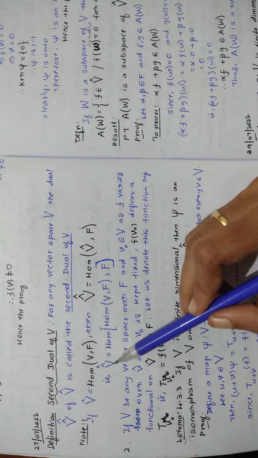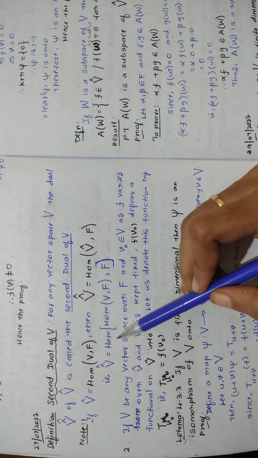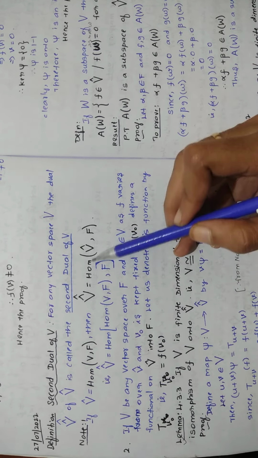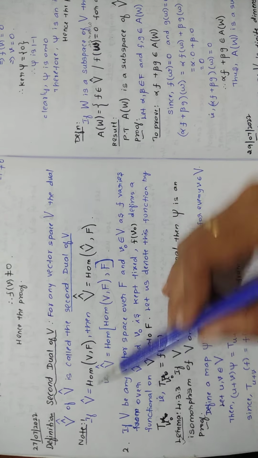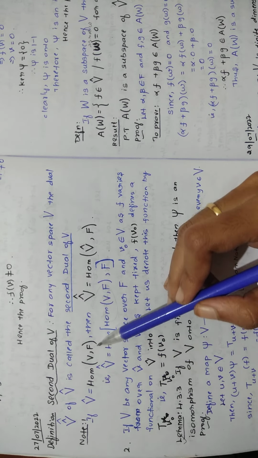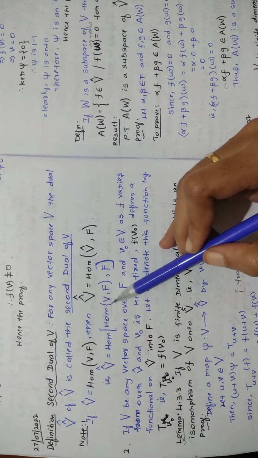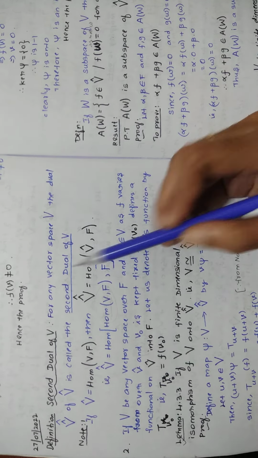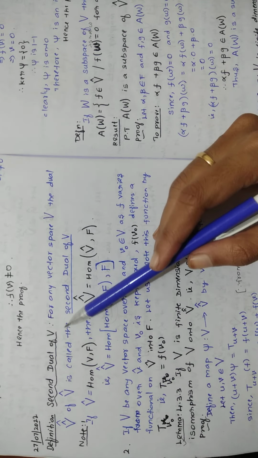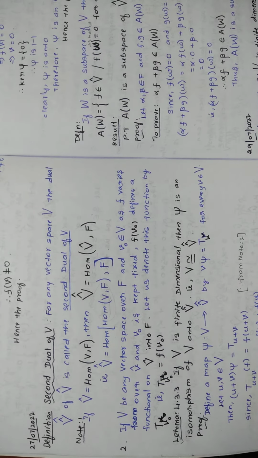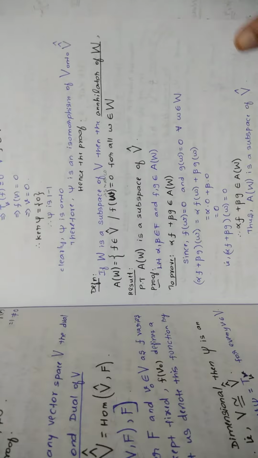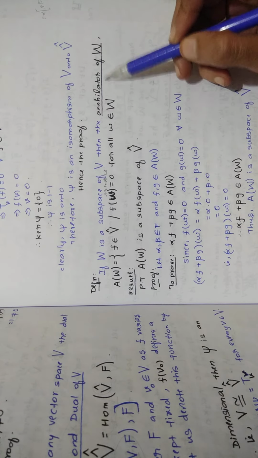So that is, V double cap is equal to homomorphism of, substituting the value of V cap here. So what is V cap? Homomorphism of V comma F. So here, substituting that value, comma this F. So this is the definition of second dual of V. Okay, and let us pass on to the next definition, that is annihilator of W.